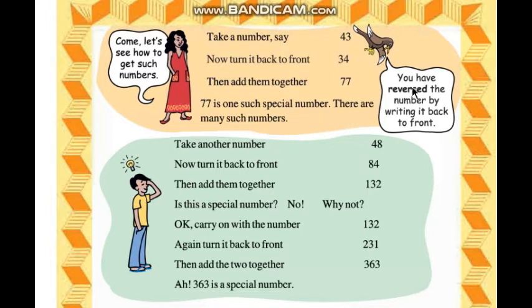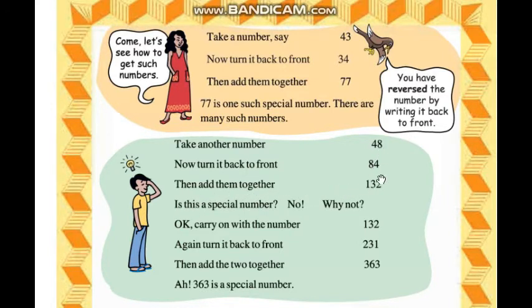There are many such numbers. So you have reversed the number by writing it back to front. Here take another number, 48. Now turn it back to front. That means reverse the number. Here write 84. Then add them together.